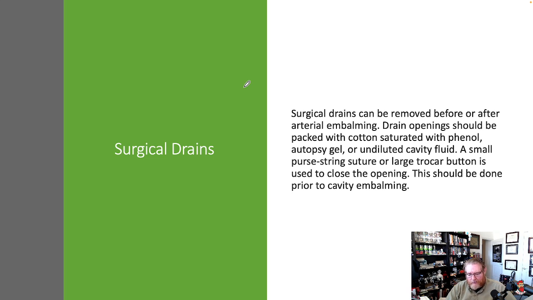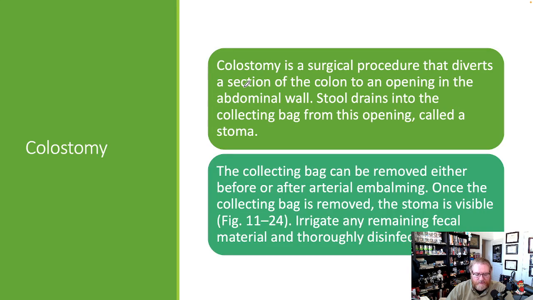Surgical drains can be removed before or after arterial embalming. Drain openings should be packed with cotton saturated with phenol, autopsy gel, or undiluted cavity fluid. A small purse string suture will make your life easy, and this should be done prior to cavity embalming. Again, close extra holes that you're not going to use so that you are not exposing yourself.